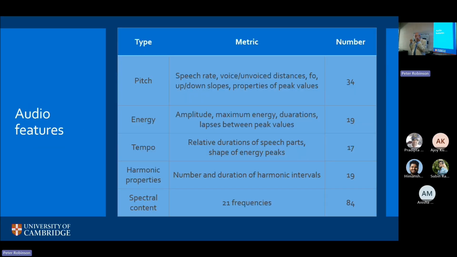There isn't anything easy like the muscles in the face that you can monitor in order to work out how somebody is saying something. But there are lots of measures that you can get: pitch, energy, tempo, and these in different frequency bands. And you can see we worked out a total of about 170 metrics that you can compute just by doing a bit of digital signal processing on the voice input.